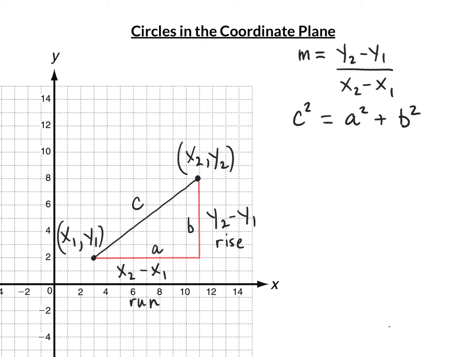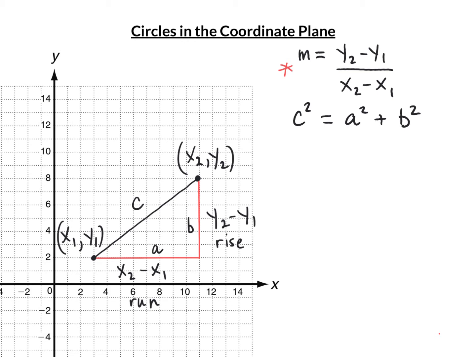Our points are x2, y2, x1, y1. y2 minus y1 is the rise. x2 minus x1 is the run. And this formula up here was created that m was rise over run, subtract the y's to get the rise, subtract the x's to get the run.